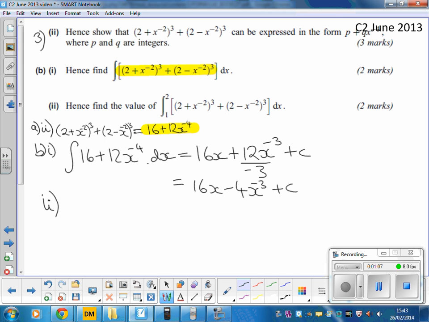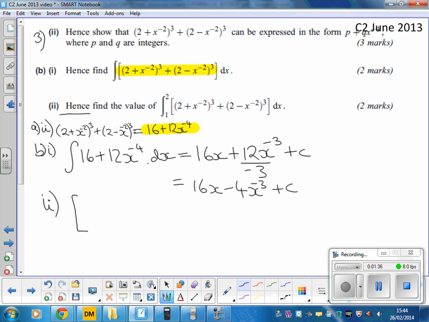In part 2, this is once again a "hence", so we will be expected to use our answer that we've just found. This also means that you do have to show some working, you can't just put that into your calculator. So now we've got exactly the same question as part 1, but with some limits. We've already worked out in part 1 what the integral of 16 plus 12x to the minus 4 is.